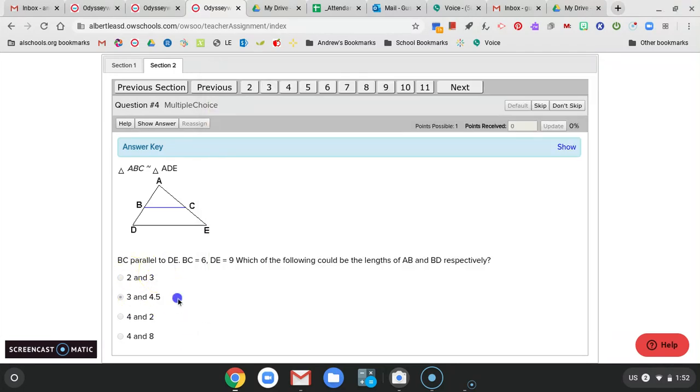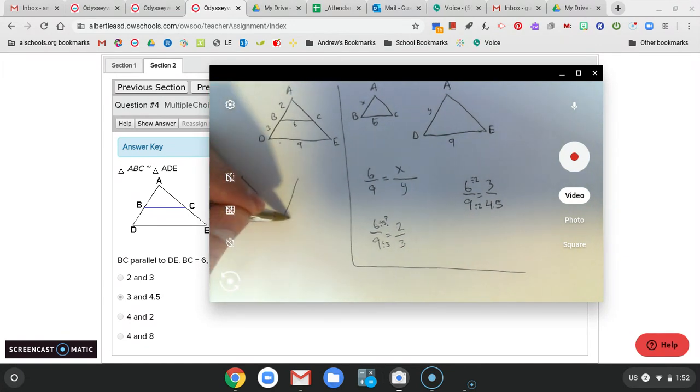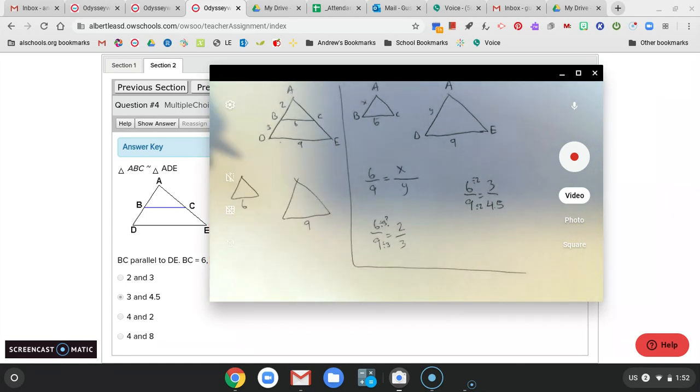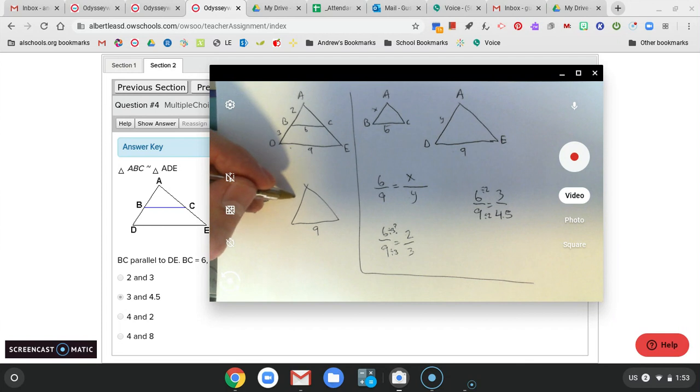If AB is 2 and BD is 3, and again, this is 6, and that's 9. So you have the small, the big, 6, 9. This is going to be 2, but this whole side here, AD, wouldn't be 3. The whole side would be 5. That's 2, that's 3. This whole side here would actually be 5.